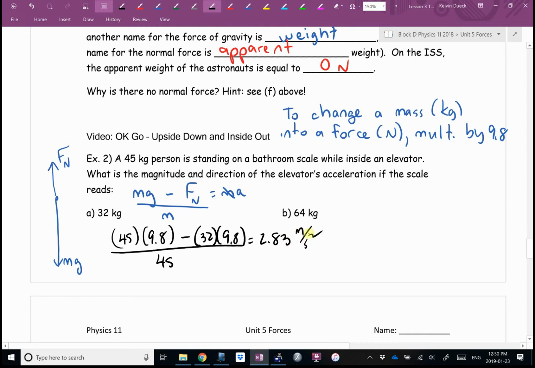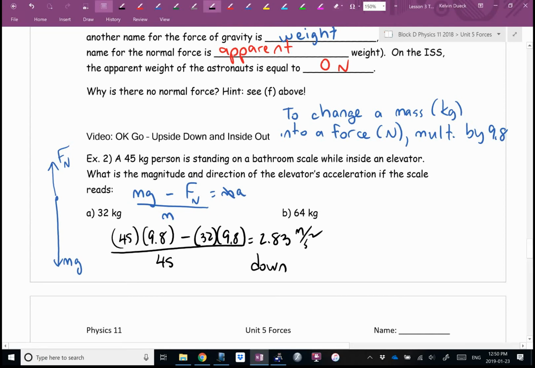Meters per second squared. Direction. Which way did you say we're accelerating, Riley? Is that okay? Do I need to do B or are you okay? By the way, B, are we feeling heavier or lighter? Which way are we accelerating? Who's winning? Elevator didn't show up anywhere in here.